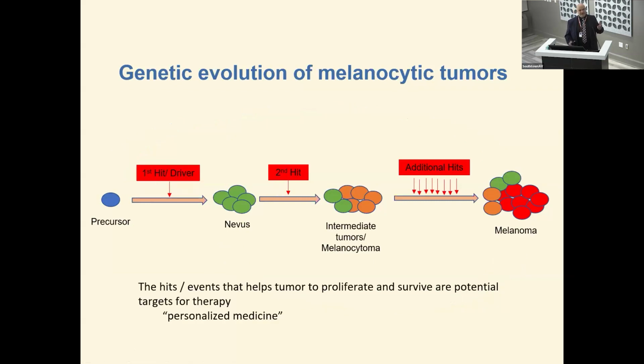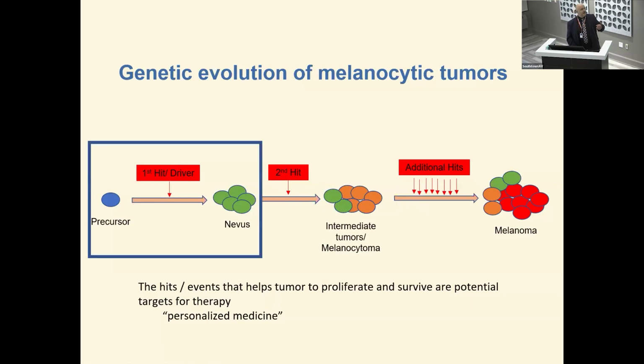But what's important to realize is that these hits, these events, can be used to treat melanoma. So if you have a therapy that inhibits one of these, it will stop this progression. It will stop the functioning of the melanoma cell. And the most important ones are the early ones. For example, this first hit is one that drives the entire melanoma. So if you stop that in the melanoma cell, it potentially stops the melanoma from growing.